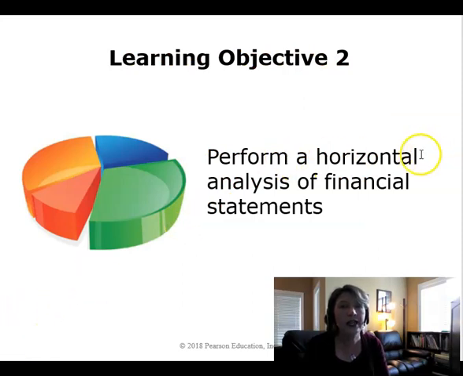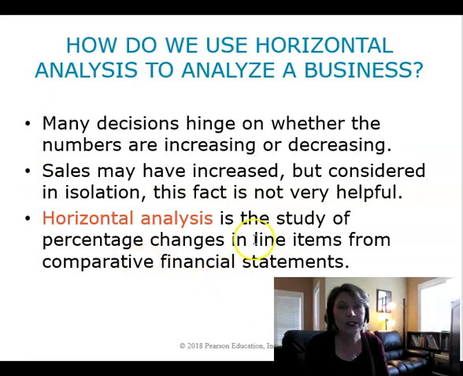All right, so now we're going to look at how to perform a horizontal analysis of the financial statements. So this is, again, looking at it from year to year. Many decisions hinge on whether the numbers are increasing or decreasing. So if you saw a company that was starting to decrease, then you would know that that could be an issue. So let's think of a company that has decreased.